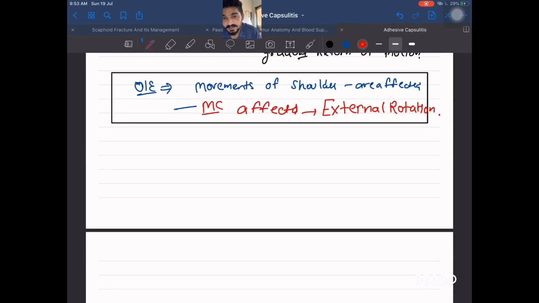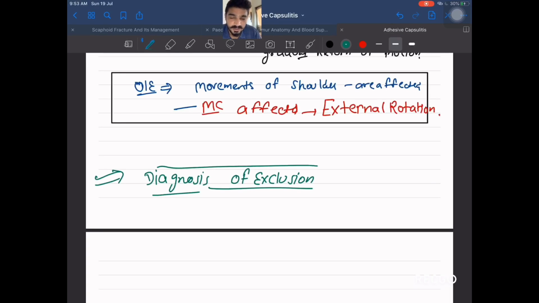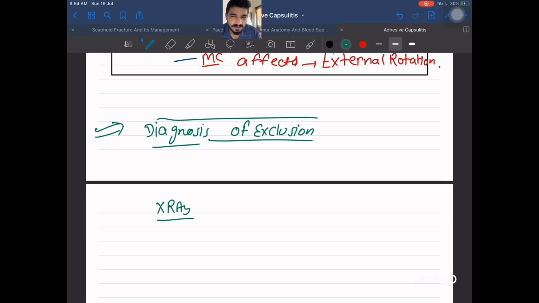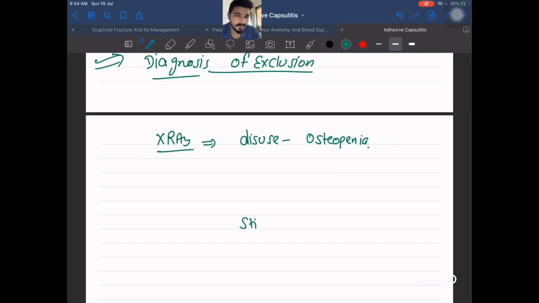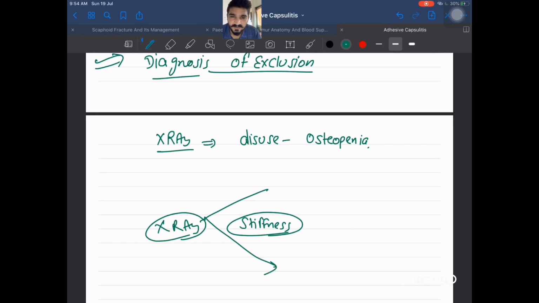Now, regarding the diagnosis, it is made by exclusion because we do not have any primary cause. And regarding the investigation, by means of X-ray we can tell the difference between osteoarthritis and frozen shoulder, and we can find findings like osteopenia, which is because of disuse.